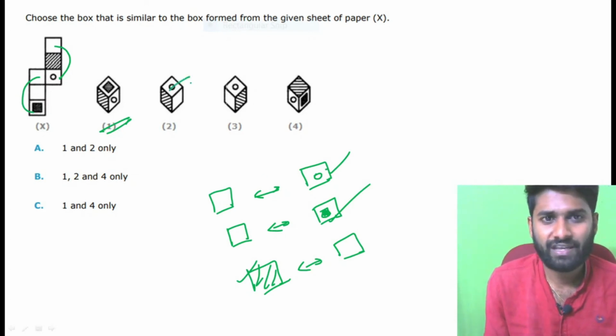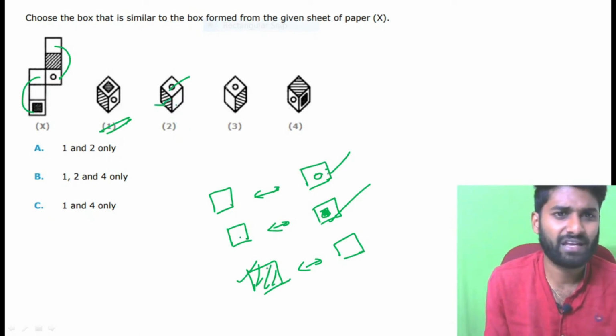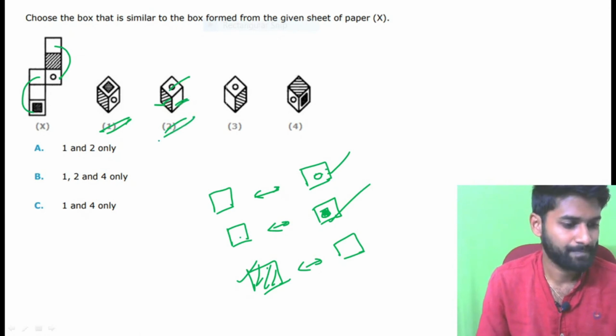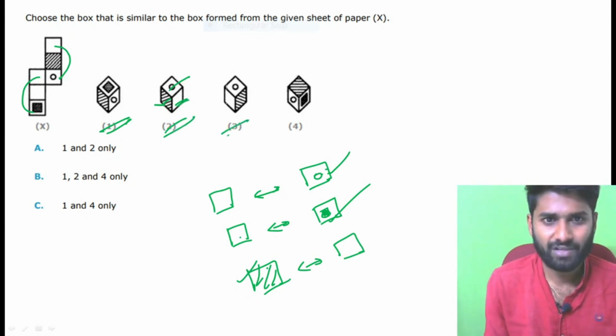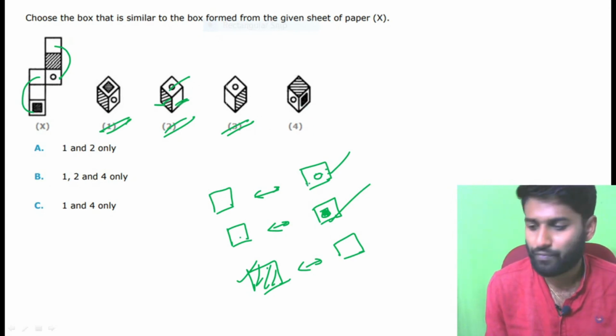Second one, we can get the circle, and maybe we can get the shade. So shade is given, circle is given, and this white space is given, guys. So 2 is also a possible answer. The third one is also a correct answer. Why? Because the same shape is given as inverted. Then about the fourth one, guys.